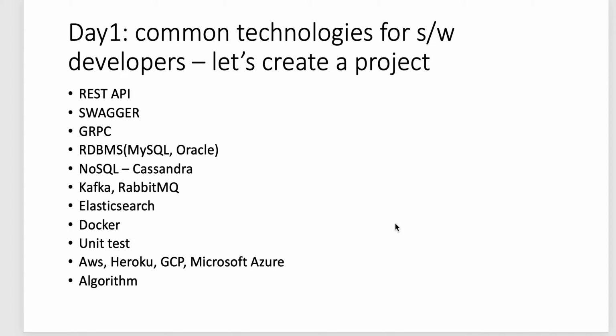Today I'm going to talk a little bit about some common technologies used in software development, and here is the list. We'll start creating a project based on all these technologies, and we'll use the programming languages Golang and Java. This is a little bit of an advanced course, so the only prerequisite is that you have to be familiar with either Golang or Java.